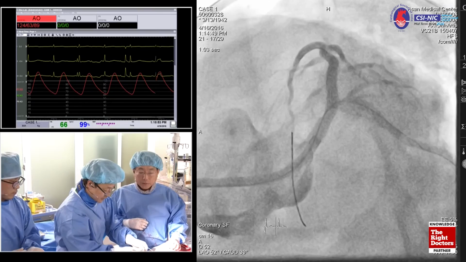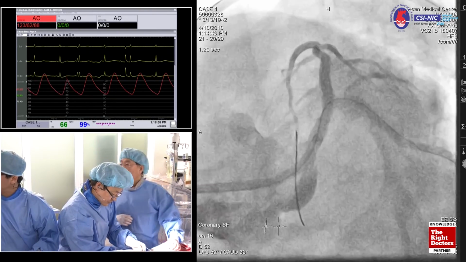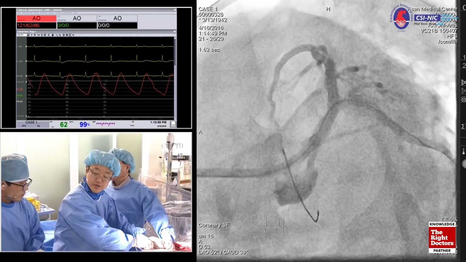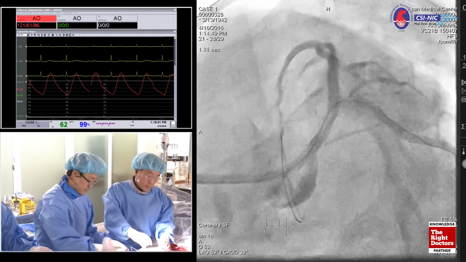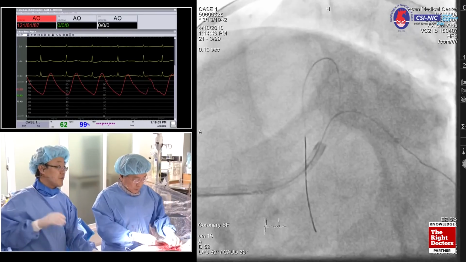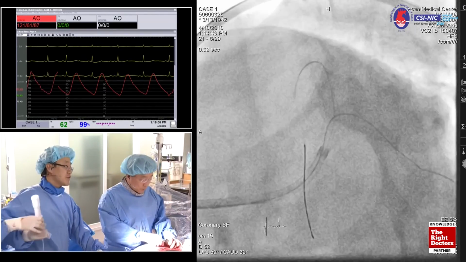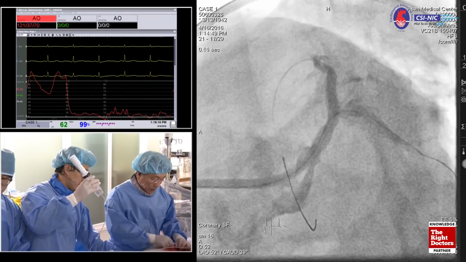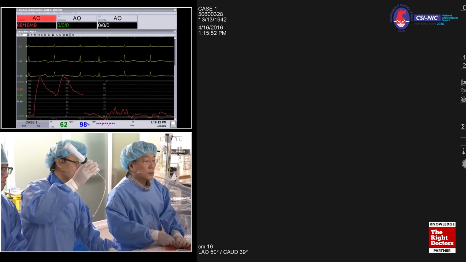This is the length of a stent. The shortest one. 3.0, 15, 12. 12, yes. 15, I think, yeah, 15 is okay. All right, this is the circumflex.